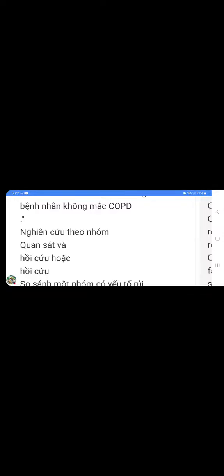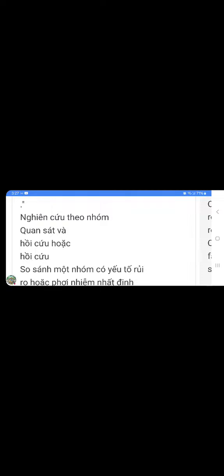And the next one is a cohort study. Cohort study is observational, and it can be prospective or retrospective. Prospective means something will happen in the future. It's not happening yet, but they want to see what will happen in the future. Or retrospective, something that happened already in the past. So what happened?